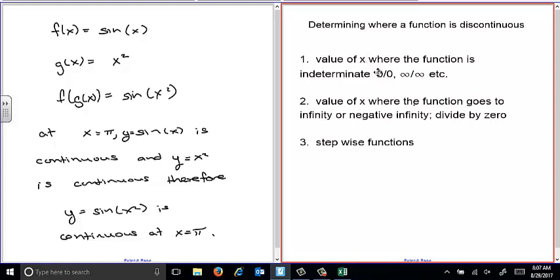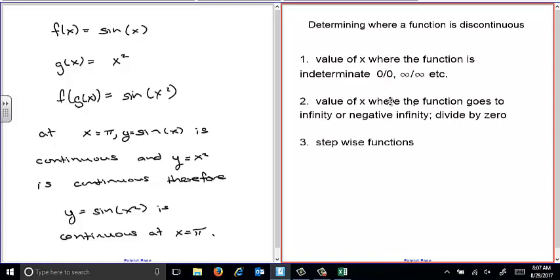So if you had a function where a value of x makes the function indeterminate, where you get 0 over 0 or infinity divided by infinity, the function is not defined at those points, and because it's not defined, there's a discontinuity at that point. Those are ones that are most likely to be able to have the discontinuity removed, like we did last time.